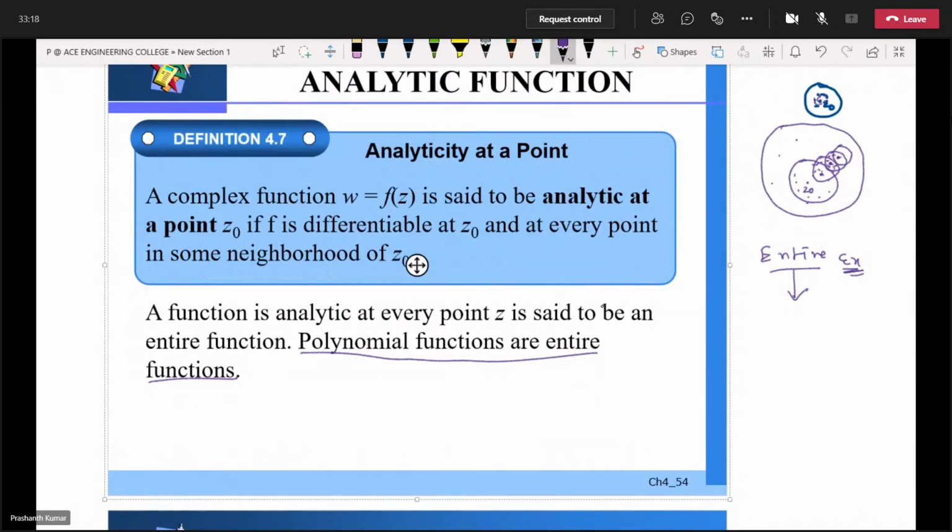What is the difference? Analytic at a point means at a point the function is differentiable.